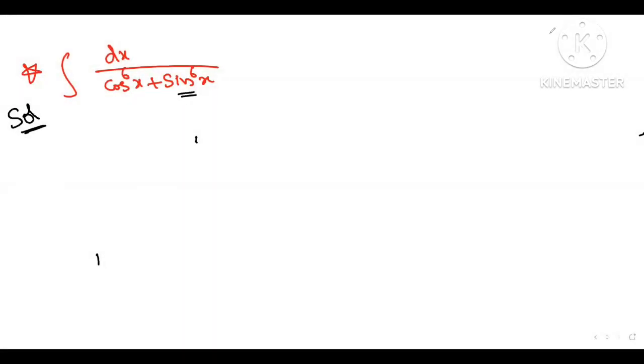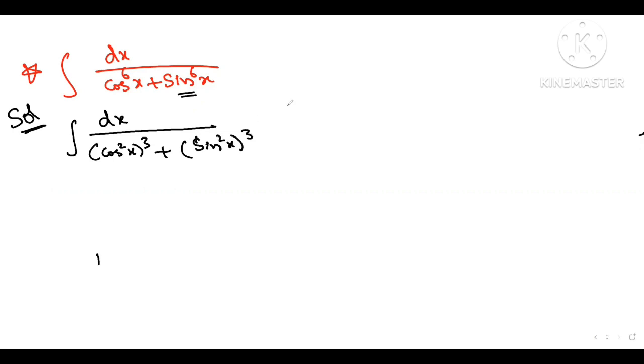Let us go to the next problem. Integral dx by cos to the power 6x plus sin to the power 6x. This can be written as cos square x whole cube plus sin to the power 6x, write in sin square x whole cube.